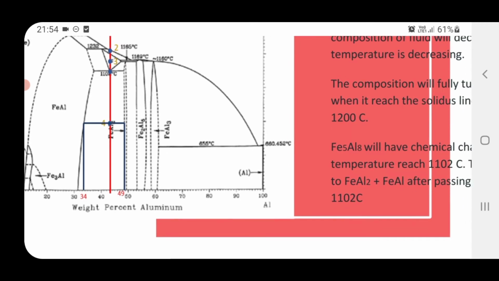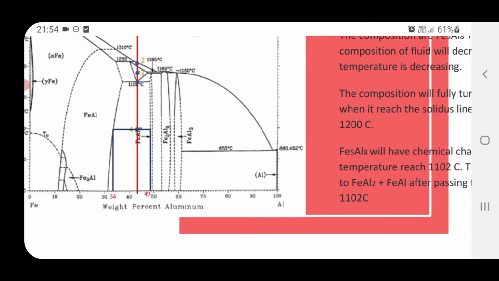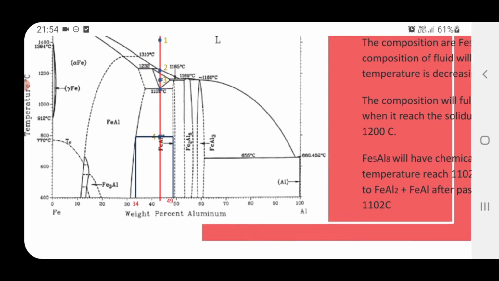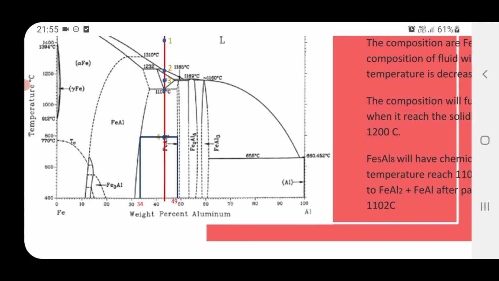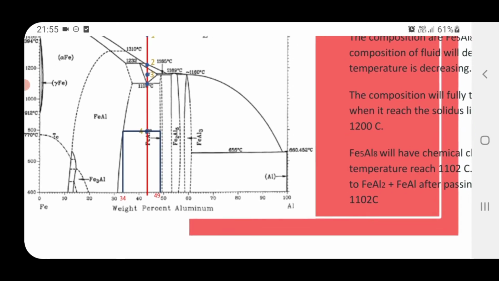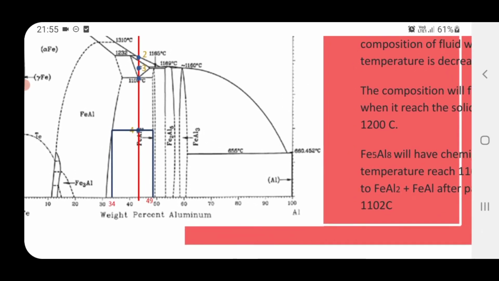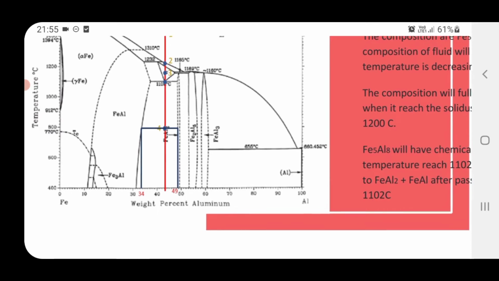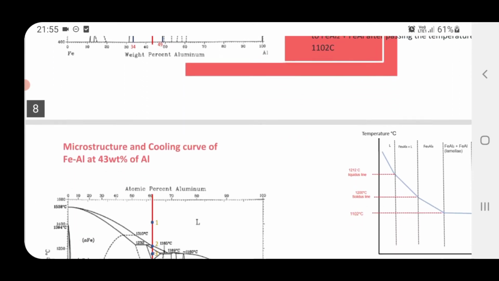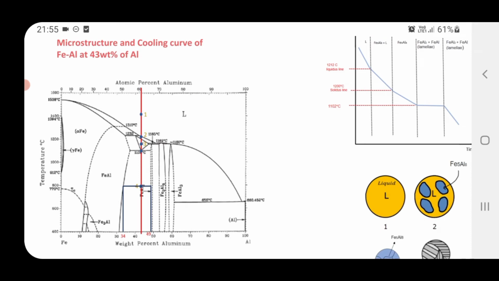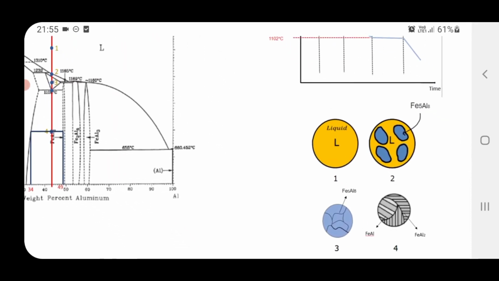But when you reach the solidus line at 1102, we can see the composition of Fe5Al8 alloy will become FeAl and FeAl2, which we can see at point 4, after passing through the solidus line at 1102. So for the microstructure and cooling curve for the 43%, we look at the microstructure first.